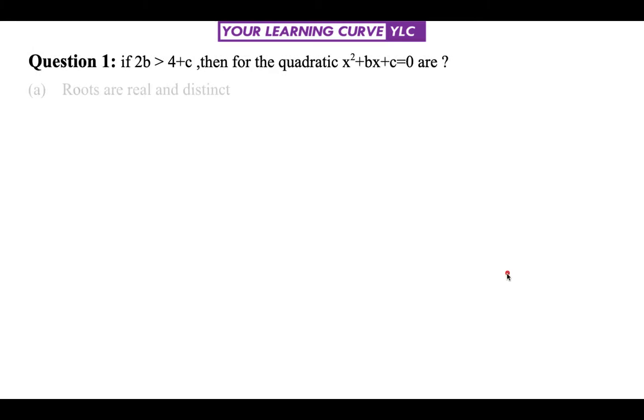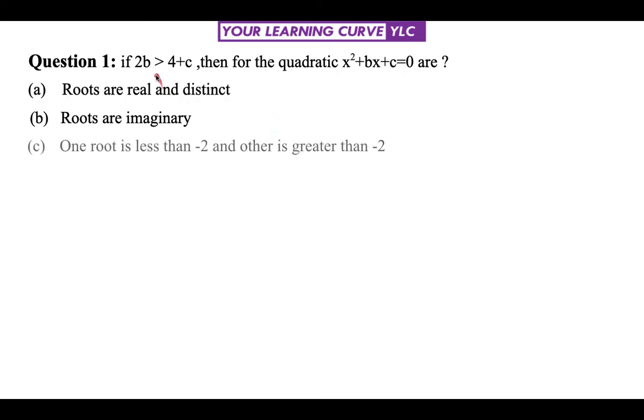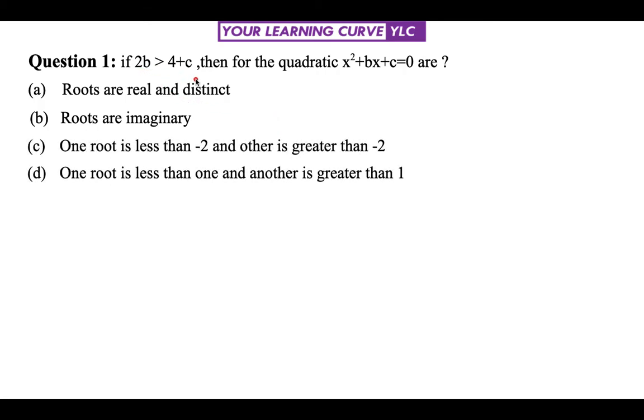Let's discuss one more question. If you are given that 2b is greater than 4 plus c, then for the quadratic equation x square plus bx plus c equal to 0, what can you say about the roots of this quadratic equation? Options are: roots are real and distinct, roots are imaginary, one root is less than minus 2 and the other is greater than minus 2, one root is less than 1 and the other is greater than 1. So you can pause the video, try the question and then look at the solution.